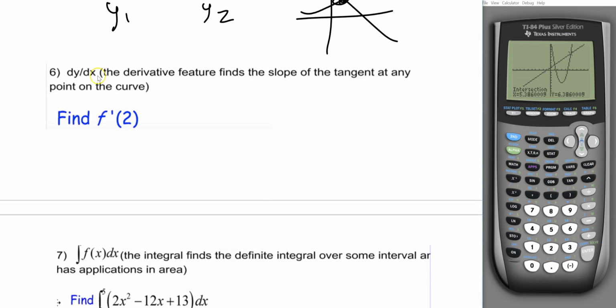They want to find dy/dx. Remember, that means a derivative. So I could do this two ways. I'm going to show you both ways. First, you can do it in your graph. So second, calculate, dy/dx, that means a derivative.